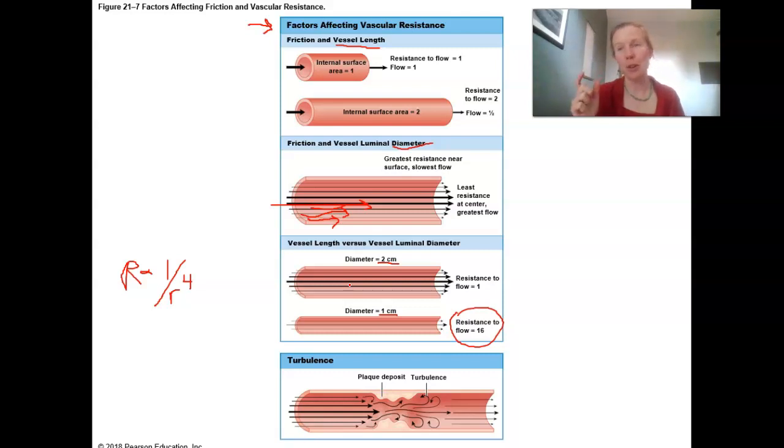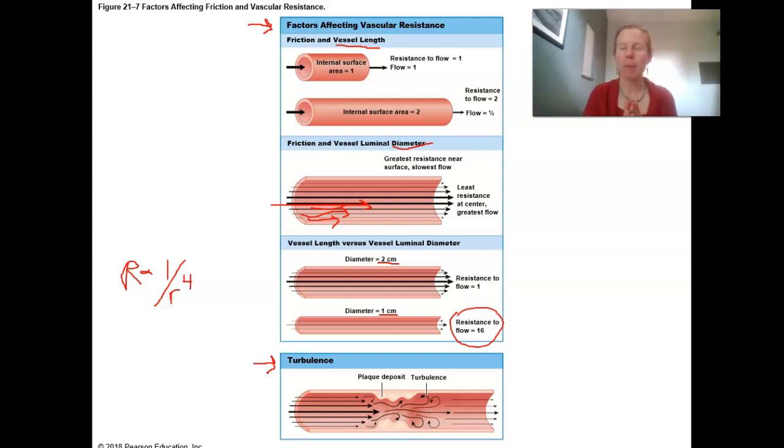And so the arterioles with all that little smooth muscle are going to make a huge difference in this. Okay, so total peripheral resistance, we had vascular resistance, and that had a couple factors here. Turbulence also plays a role.